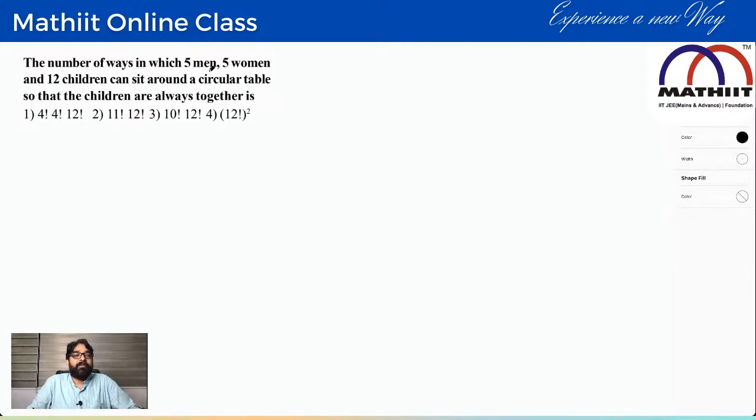The number of ways in which 5 men, 5 women, and 12 children can sit around a circular table so that children are always together. Everything will move around. Total how many objects? 5 plus 5, 10, plus 1. I'm not saying 1 child, but these 12 children go in a box. So total 11 objects on the circle. So 11 minus 1 factorial is the total arrangement.